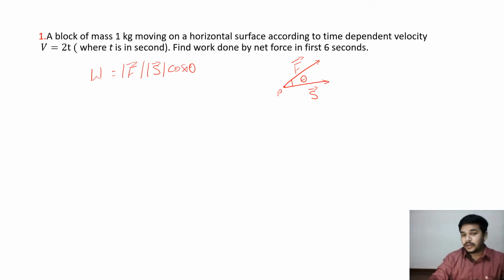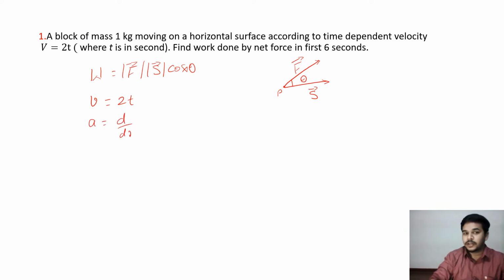So how are we going to get this work done? For that we first need the force, then the displacement, and then the angle between them. In this case the velocity is given as 2t. Time is always positive, it can be 0 or positive, so the velocity will also always be positive in nature. If I want to calculate the force, first we need the acceleration.